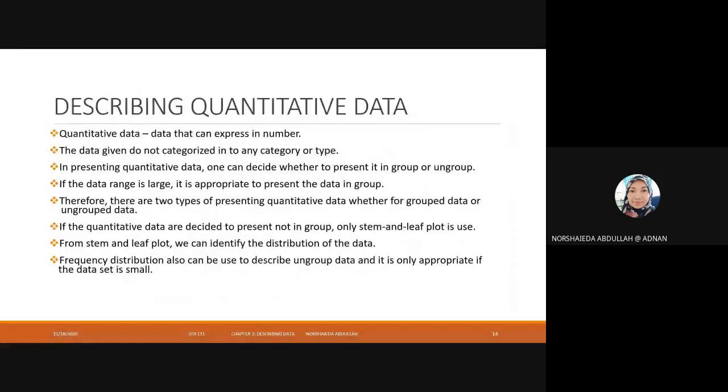Okay, so describing quantitative data. Everybody knows that quantitative data is data in the numeric form. Okay, data that can be expressed in number. And there are two types of quantitative data or quantitative variable, discrete and continuous. That one we learned in chapter 1.